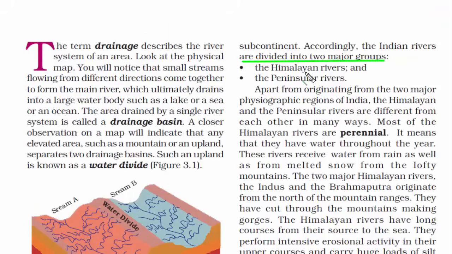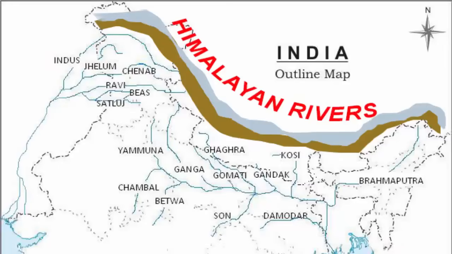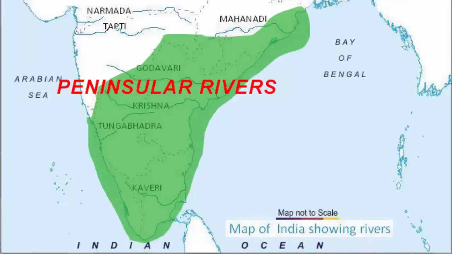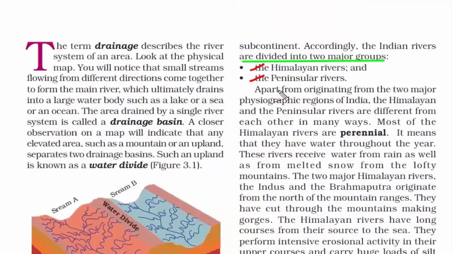The Indian rivers are divided into two major groups, the Himalayan rivers and the Peninsular rivers. I'll show it to you on a map where they are. The Himalayan rivers originate in Himalayas, and the reason is due to the melting of ice and glaciers. And rain is also a source, but primarily it's because of ice and glacier.